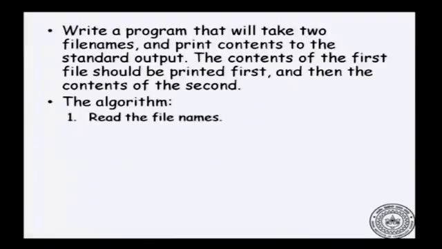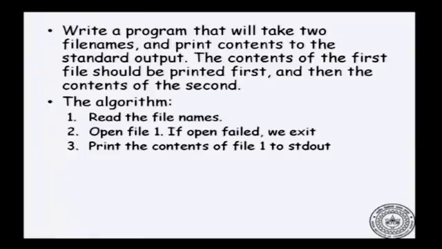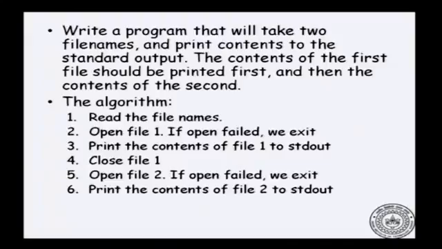It is very simple. You have to first read the file names, then open file 1. If open fails, we exit. Now print the contents of file 1 to stdout, after you are done, you close file 1, then you open file 2, check whether open has succeeded. If it has failed, we exit, then print the contents of file 2 to stdout, close file 2, and that is it. So let us see each of these steps in slightly more detail.